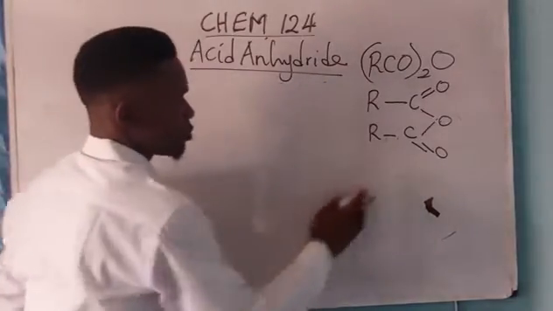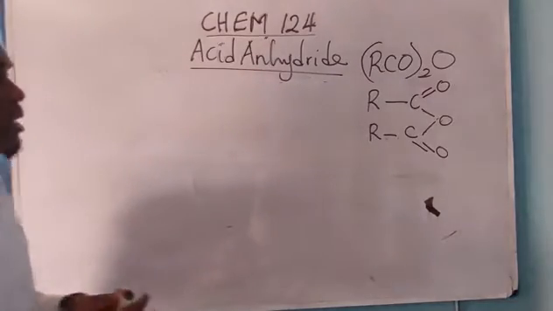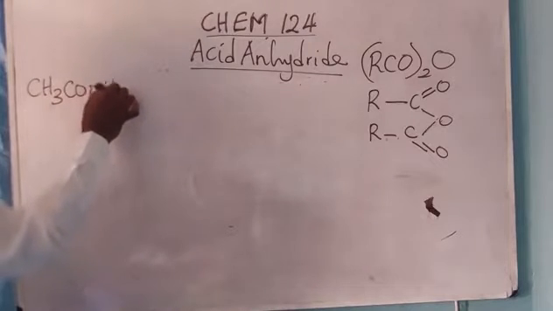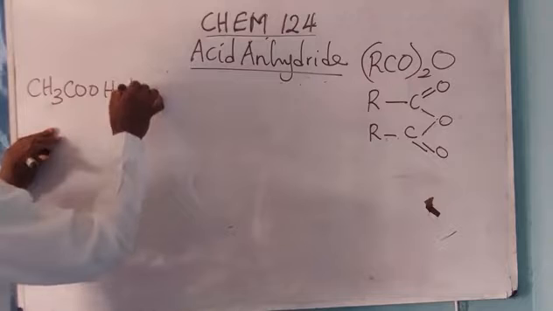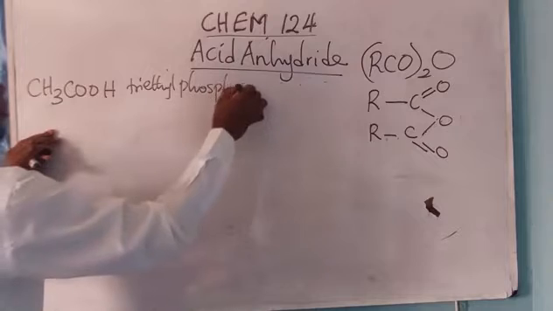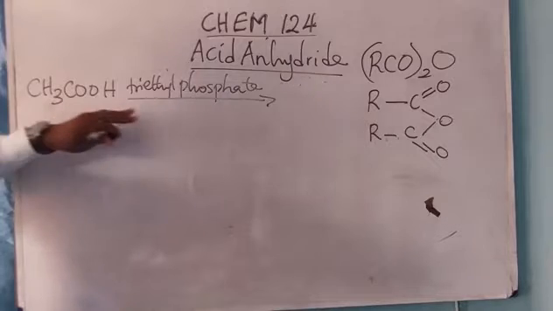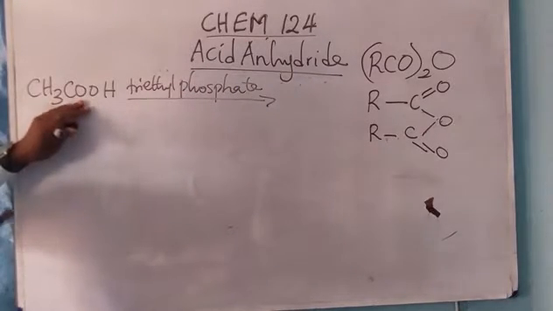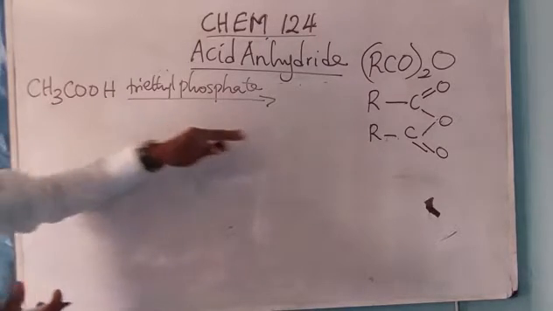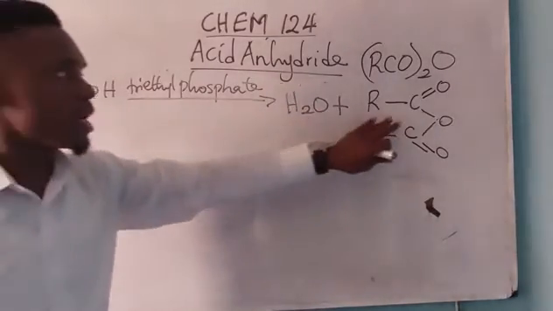Now, what we have to do now is the preparation of acid anhydride. Acid anhydride is prepared by the dehydration of a carboxylic acid in the presence of triethyl phosphate. I said this acid anhydride is produced by the dehydration, that is by the removal of water from this acid to produce this. Don't forget, since water is being removed, it's written like this. So it is water plus acid anhydride.